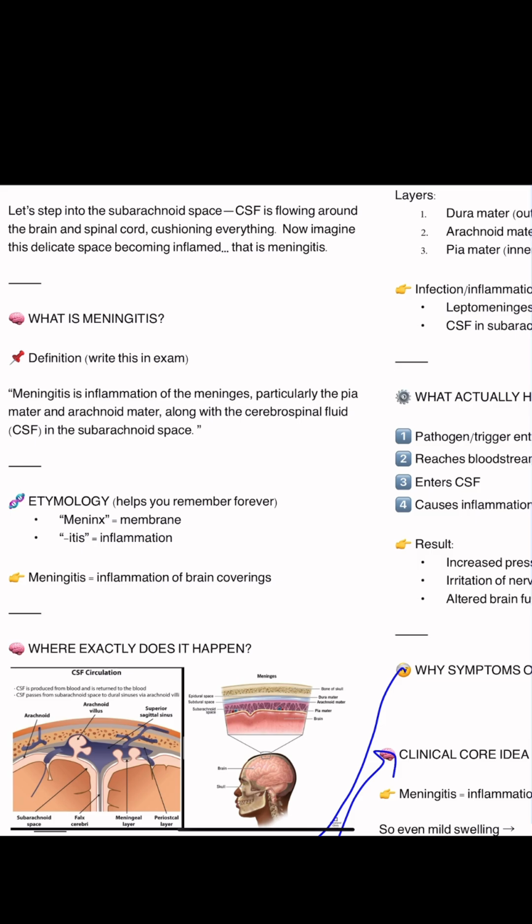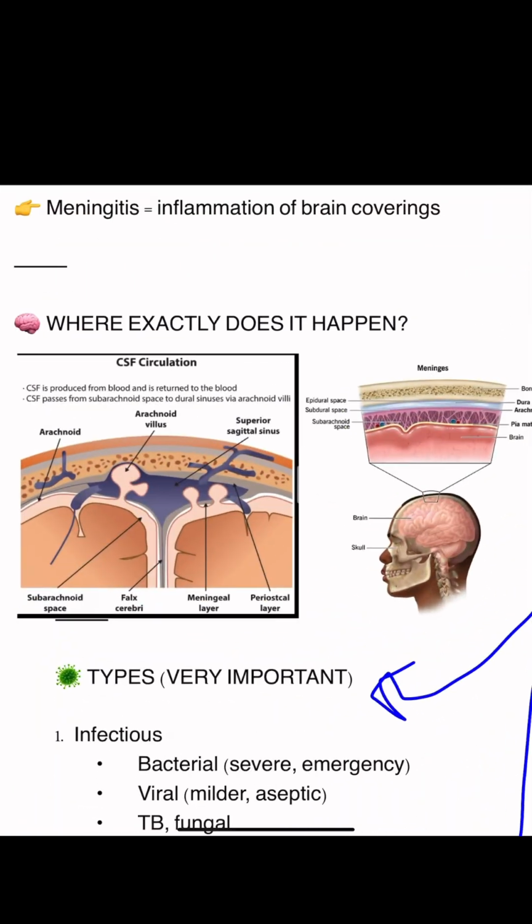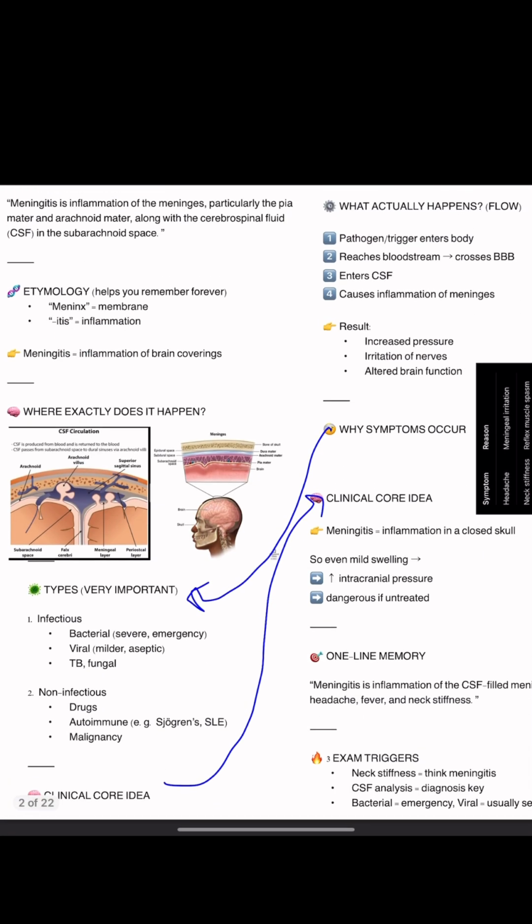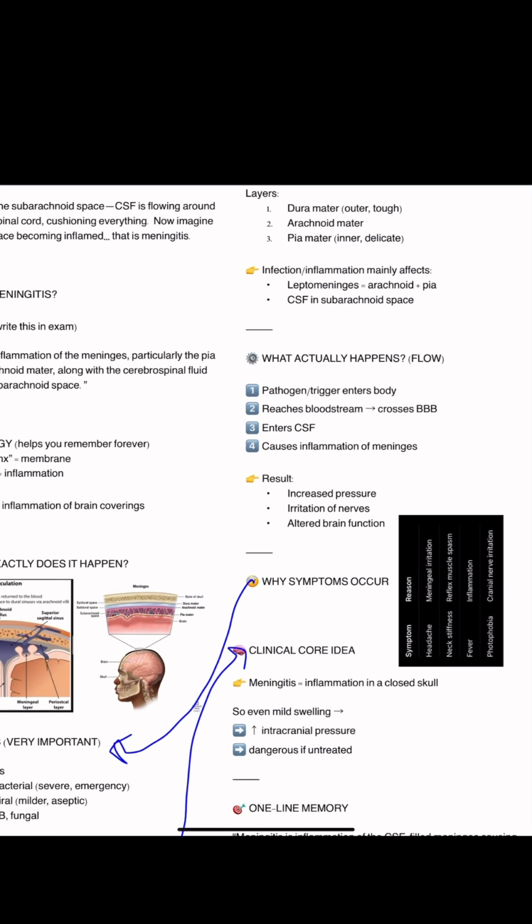Now we have to imagine that this delicate space is becoming inflamed, and that is meningitis. There is swelling in this place, and that is nothing but meningitis. Particularly the pia mater and arachnoid matter, along with CSF in the subarachnoid space, there is inflammation. Now the basic concept is clear. Let's see what the inflammation mainly affects: the leptomeninges, the CSF, and what is actually happening.